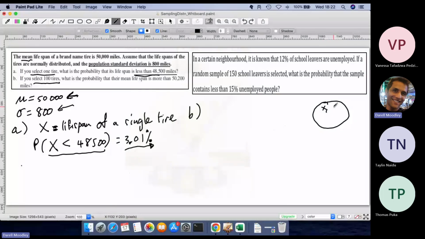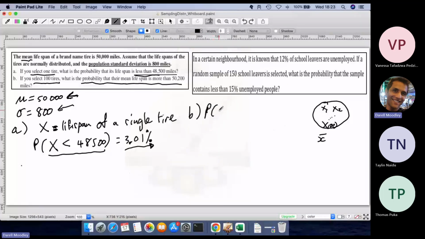Here, there's X1, tire 1, tire 2, etc., all the way to the 100th tire. So in the sample, you have 100 tires, and these 100 tires would have an average lifespan. So X bar will be the average of that sample. This question is asking you, what is the probability that the average, or in other words, mean lifespan of that sample is more than 50,200? So question B is asking you this.